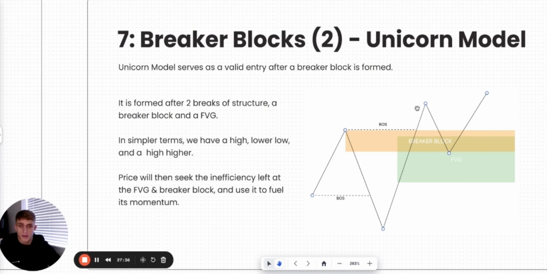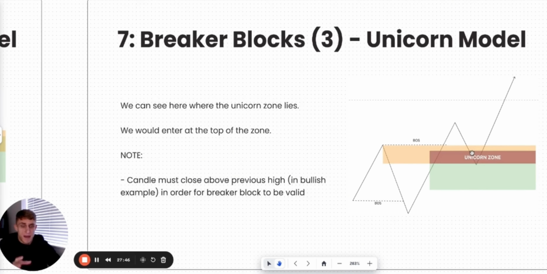To spot this in the market, all you need to see is two breaks of structure and a fair value gap being formed. Simple as that. So we can visualize it here a little bit better. We've got the unicorn zone here in the purple.